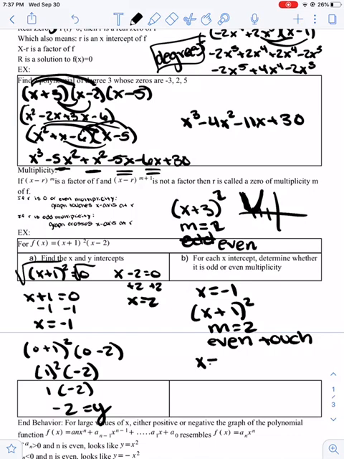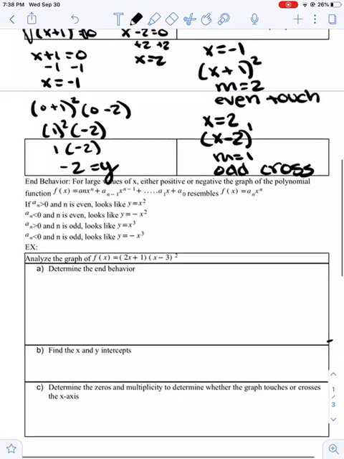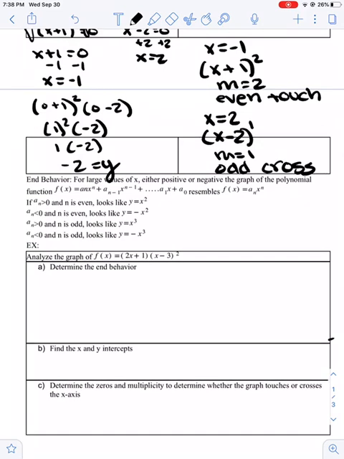Now let's look at x equals 2, and this came from x minus 2. It really has an exponent of 1 right there, so m equals 1, which is odd, which means we are going to cross through the graph at the x-intercept of 2. The last thing we are going to look at is the end behavior of the graph. So determining if our graph has both ups, if it has a down and an up, if it has 2 downs. We're going to determine what that looks like by looking at the equation.